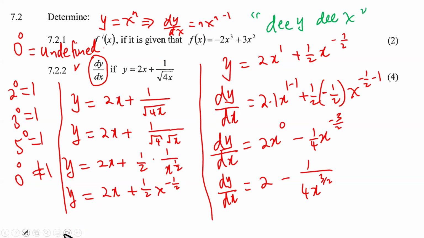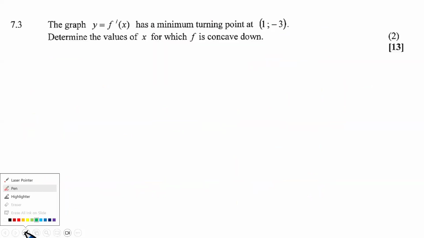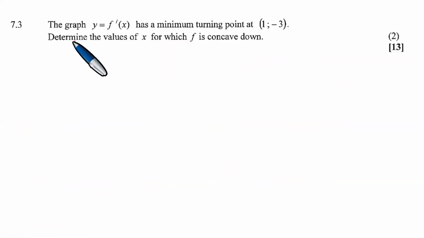Next question. Right, let's look at the next one. The next one is a very nice question, saying the graph of the function, the graph y equals f prime of x has the minimum turning point at (1, -3). Determine the values of x for which f is concave down. The minute the examiner says the graph y equals f prime of x has the minimum turning point, it means that we're dealing with a parabola.